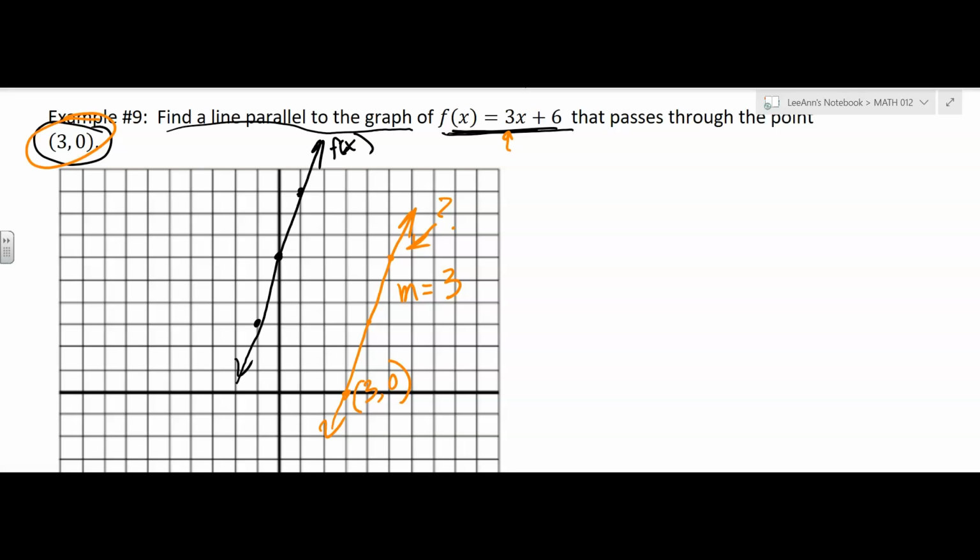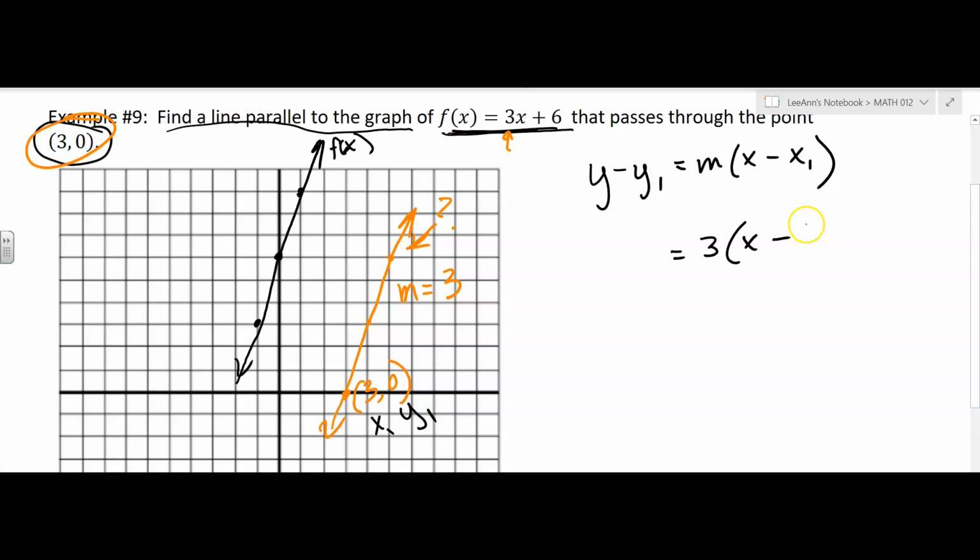Okay, so I grab my formula for point slope. And I'm going to put in my slope, which is 3. Now this is going to be my x sub 1 and my y sub 1. So x sub 1 is 3. And then over here we have y minus 0. Okay, so a little bit of algebra here. Not too much. And then that's the equation then of this line right there.